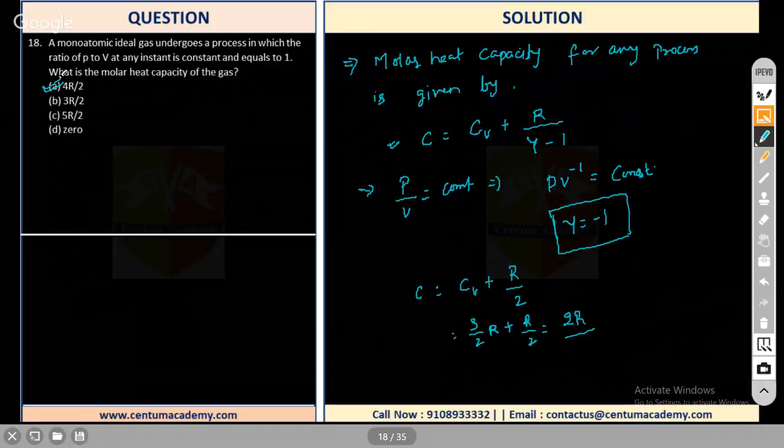We are getting minus 2. Oh, sorry, I made a mistake here. Sorry. It should be 1 minus gamma. My bad. It is 1 minus gamma actually, not gamma minus 1. No, it's not.